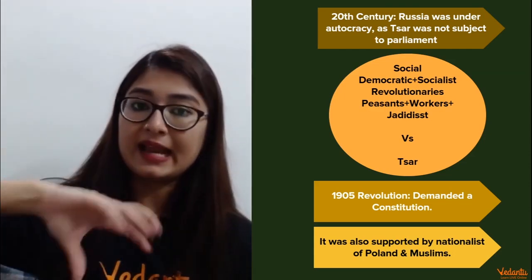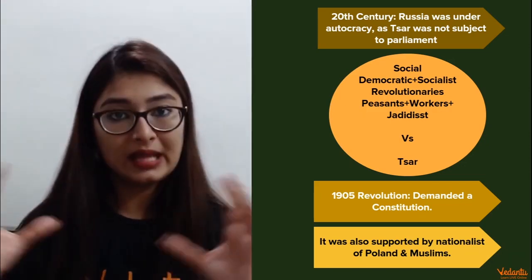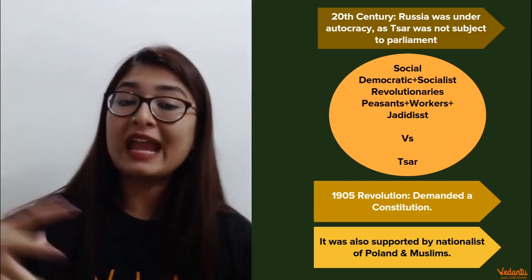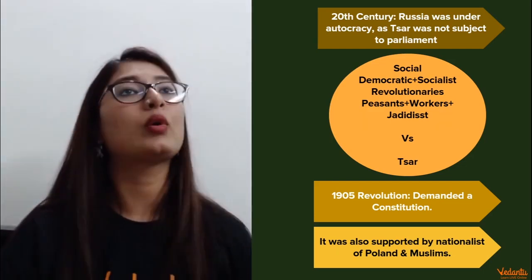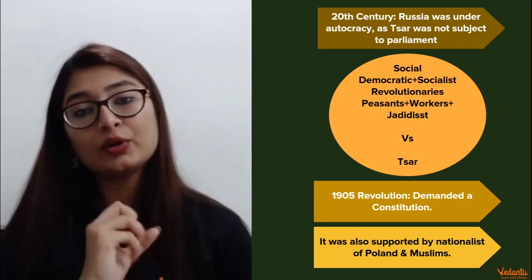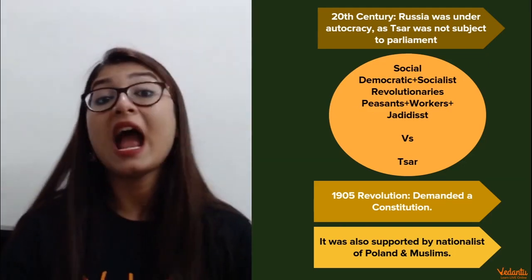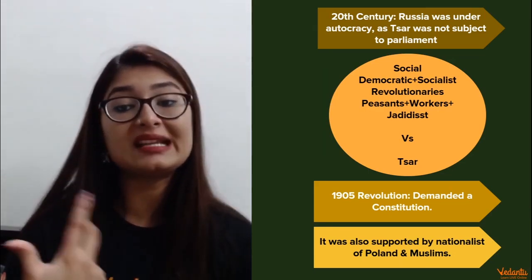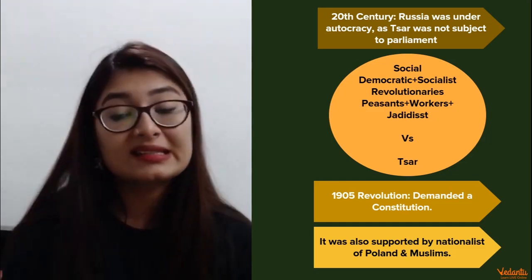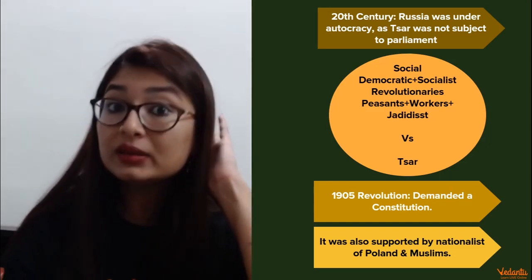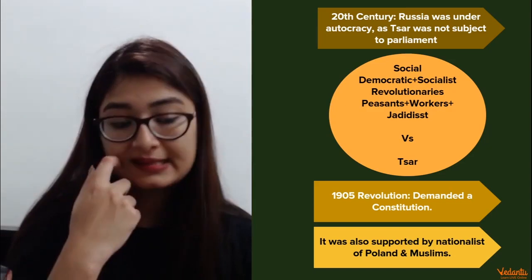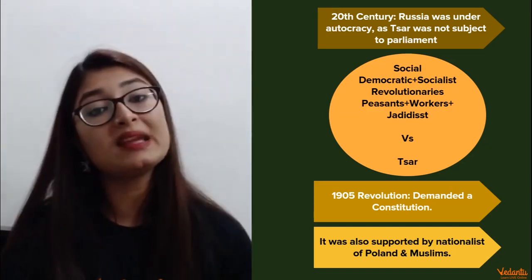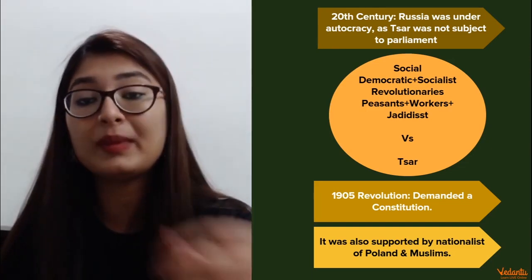Everyone in the society got themselves grouped in one way or another, and they together stood against the Tsar, and they were like, okay, now you do whatever you want to do. All of us are now united. What will you do? You will have to leave. And who were these people? They were the social democrats, socialist revolutionaries, peasants, workers and jadidists, and they were in a fight with the Tsar. Now, who are jadidists? Jadidists are basically Muslim people who work for their reformation. So you can say Muslim reformers working for the betterment of their stature in society.